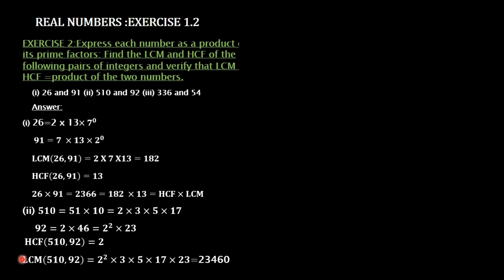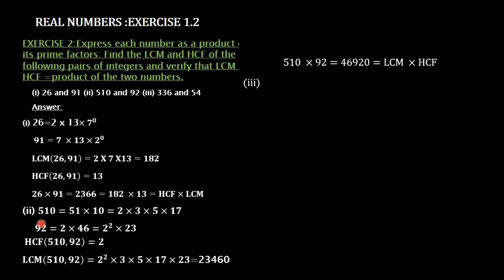Then by verifying our relation, what we will get? 22 into 23460 equal to 46920, which is equal to 510 into 92. Hence we have verified our relation. You can do this calculation on your own to verify whether this is true or not.